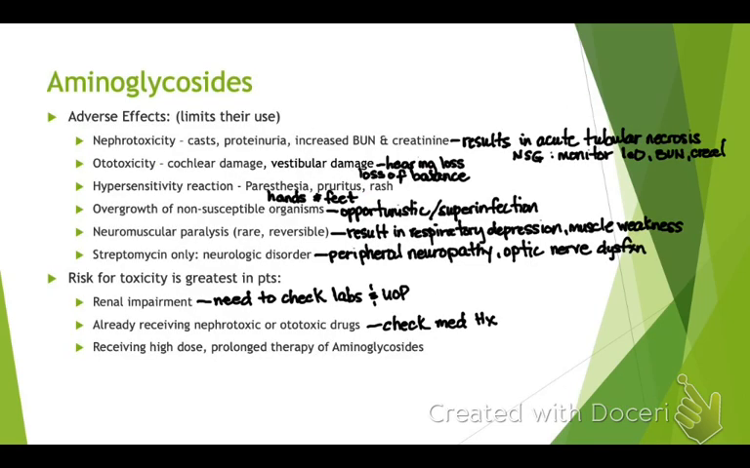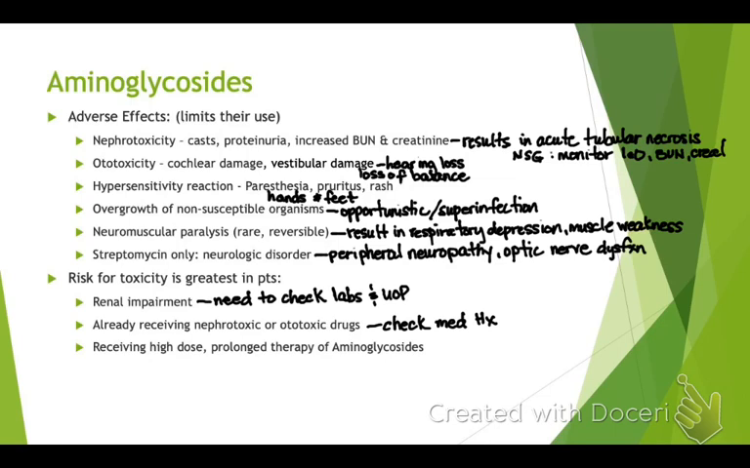Okay, so continuing with aminoglycosides, their adverse effects limit their use. We watch out for nephrotoxicity, which can cause casts, proteinuria, increased BUN and creatinine. This results in acute tubular necrosis. Nursing care: make sure you're monitoring intake and output, BUN and creatinine levels. It can cause ototoxicity, cochlear damage, vestibular damage, hearing loss, or loss of balance.